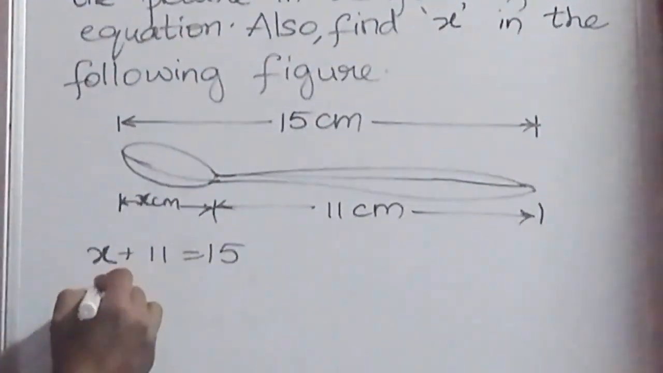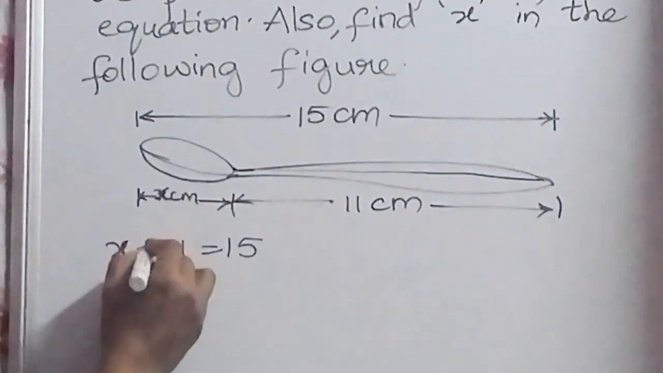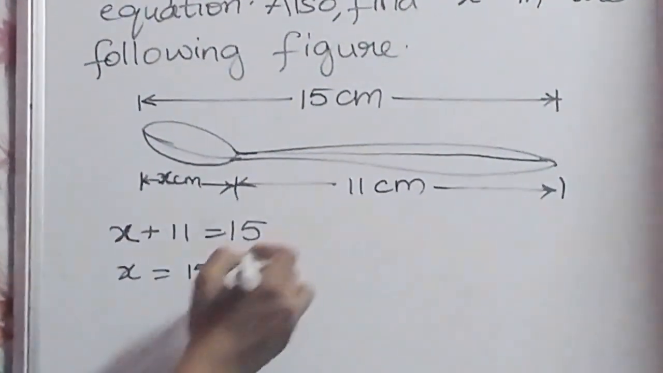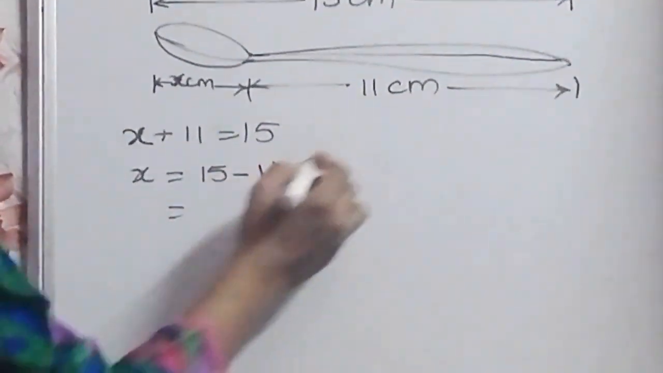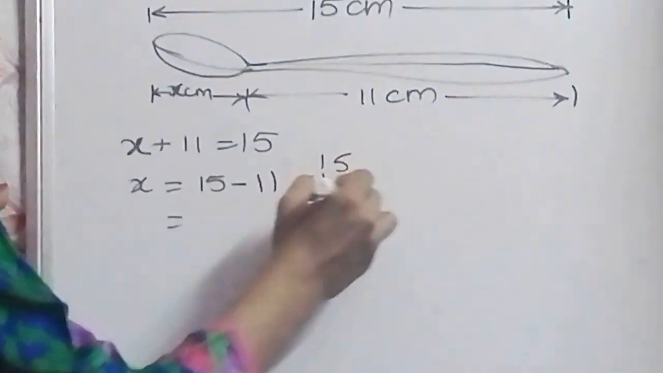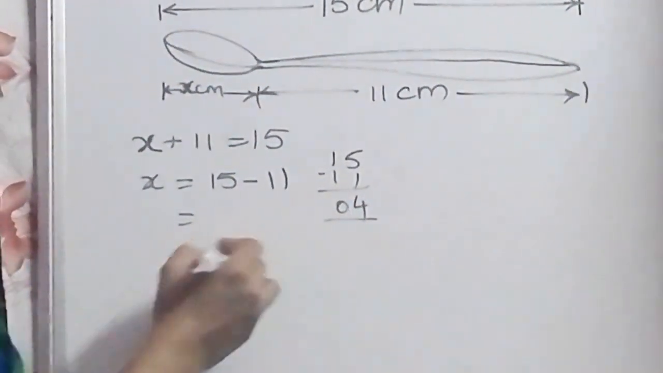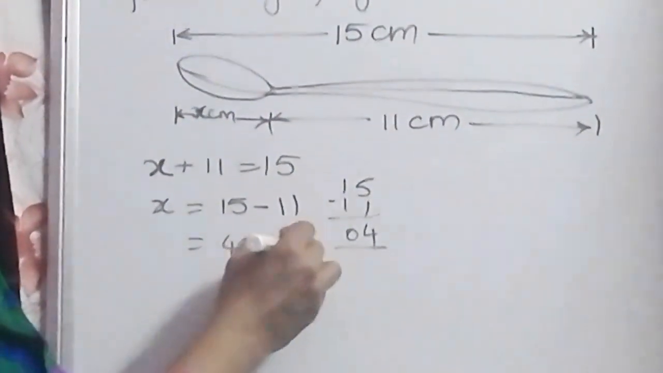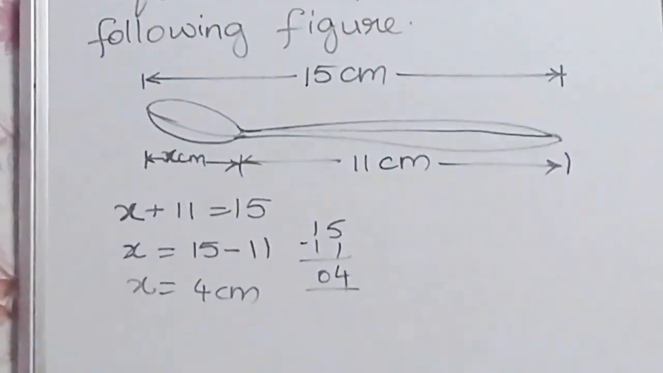Now use the method of transposing. X is equal to 15. This plus 11, when it goes to the other side, it becomes minus 11. 5 minus 1 is 4. 1 minus 1 is 0. So the answer is 4 centimeters. The value of x is 4 centimeters.